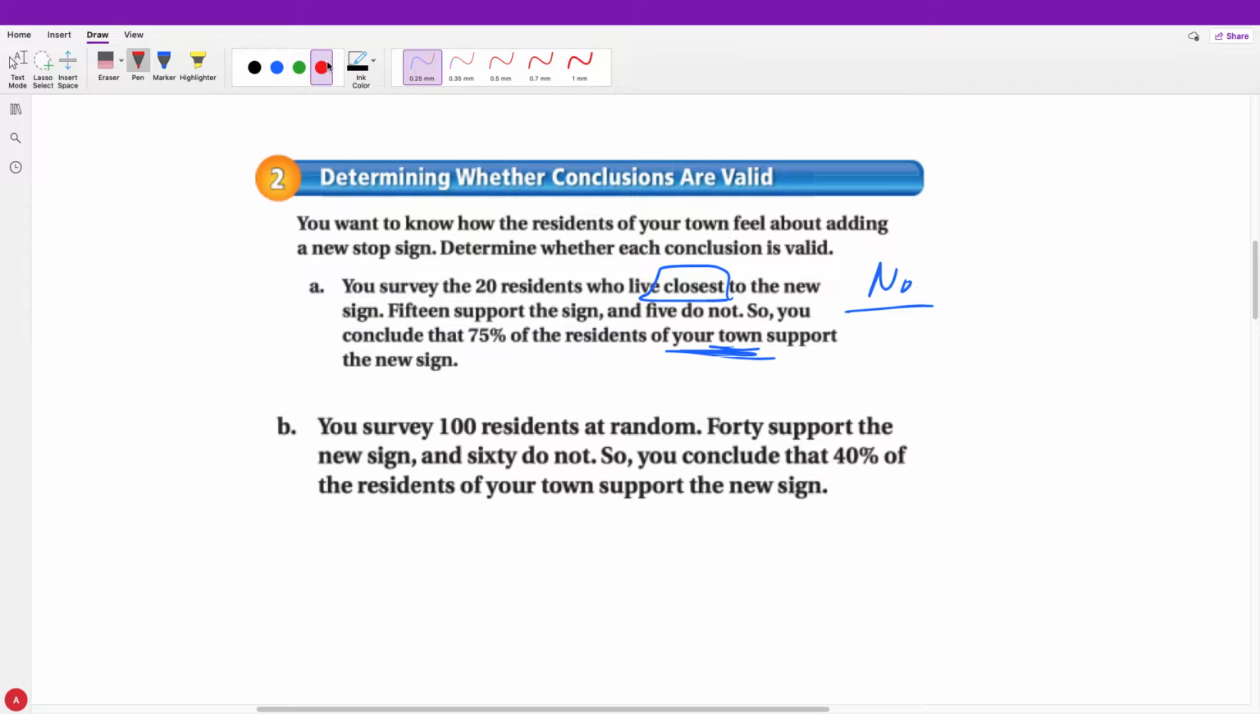All right, but for B, it says you survey 100 residents at random. So we have 100, it's at random. 40 support the new sign and 60 don't. So you conclude that 40% of the residents in your town support the new sign. And this one is yes, it is valid.